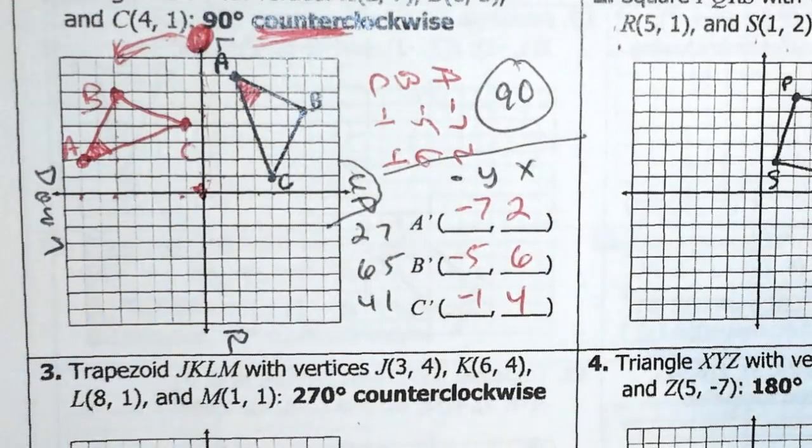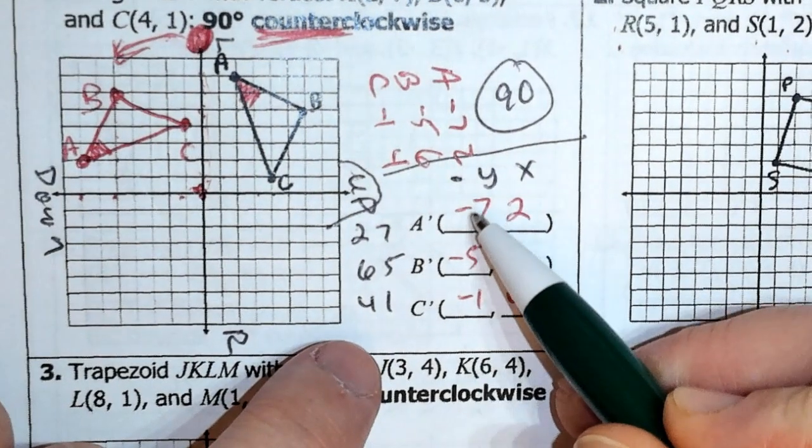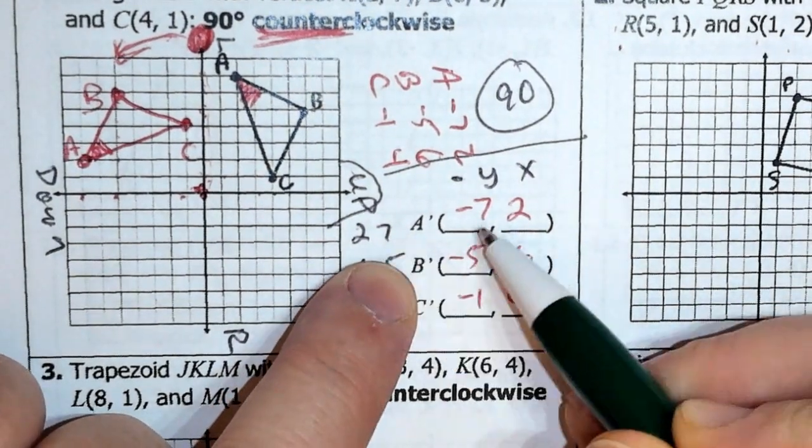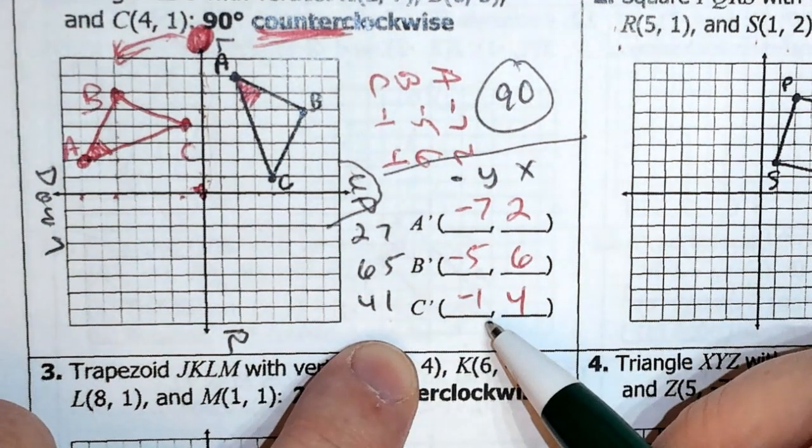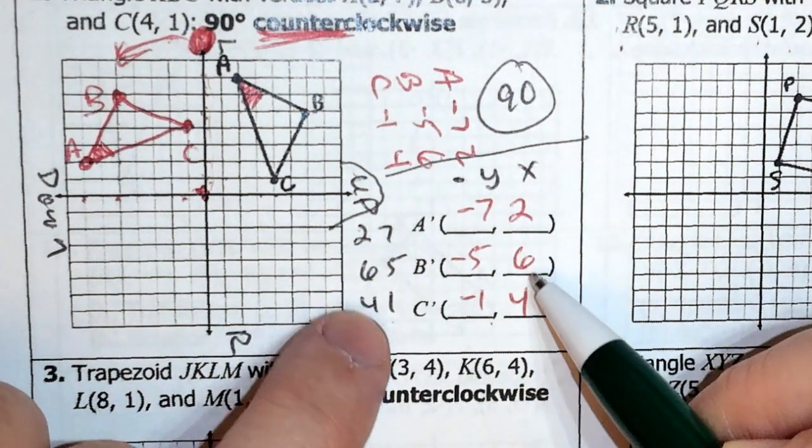Let's see if we have the right pattern. So all of these are supposed to be -Y. Yep, 7 turned into -7, 5 turned into -5, 1 turned into -1. Perfect. And all your X's stayed the same.